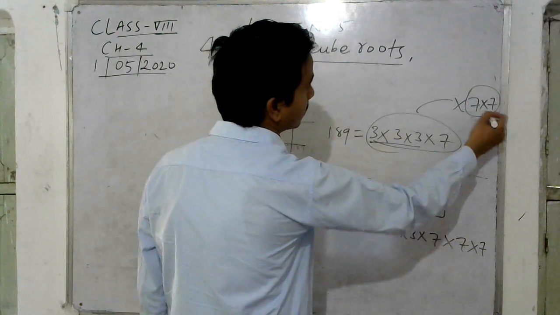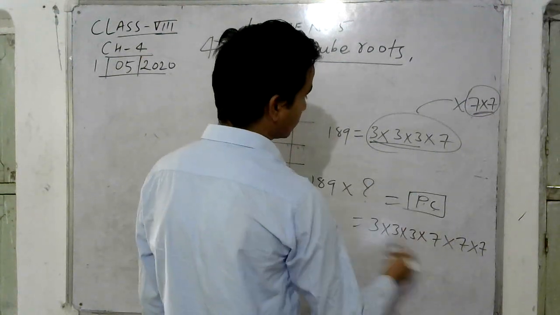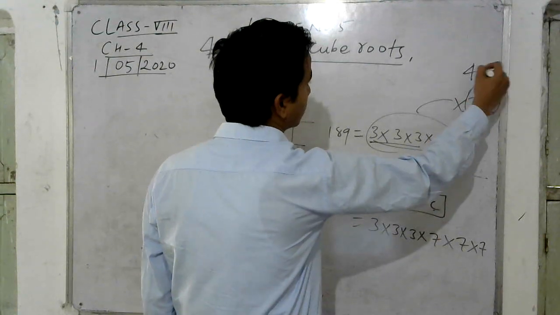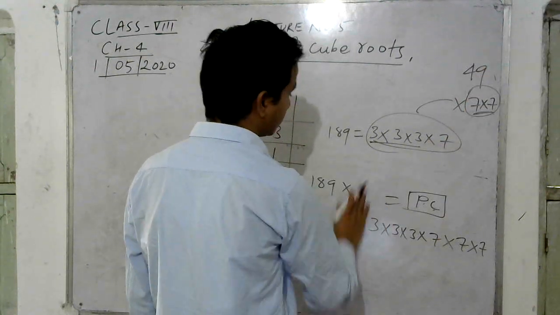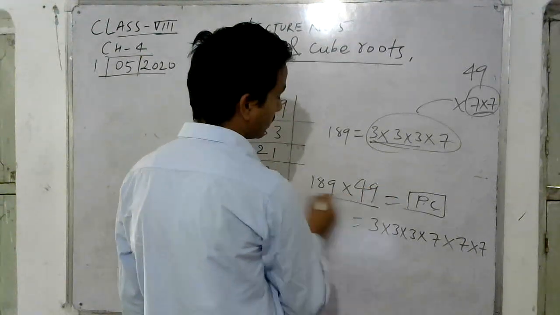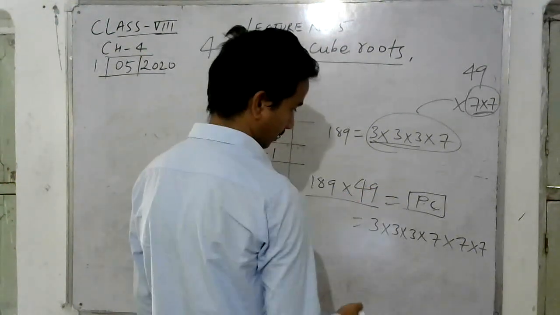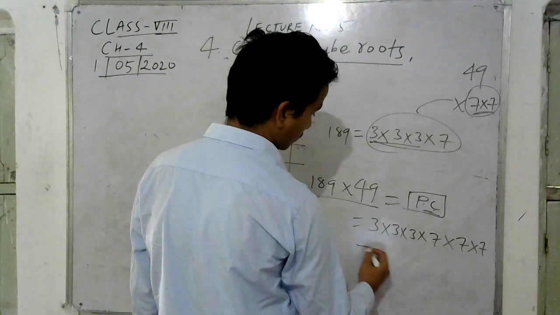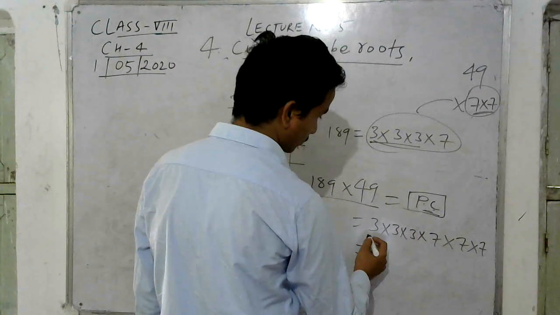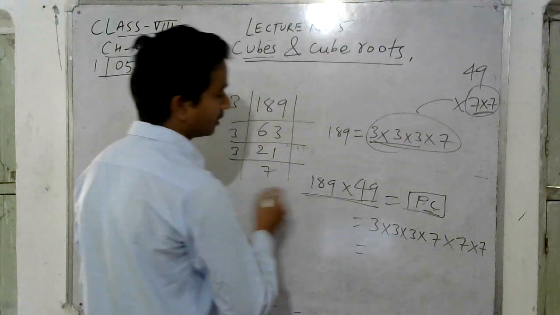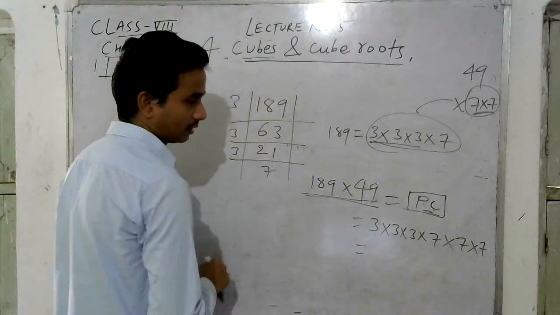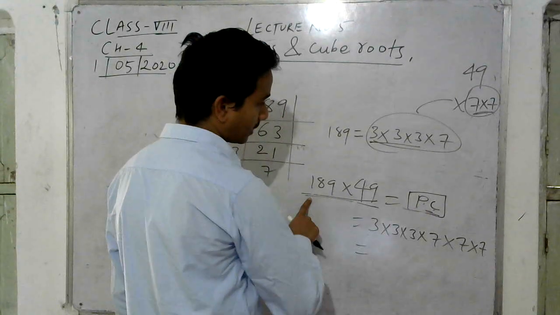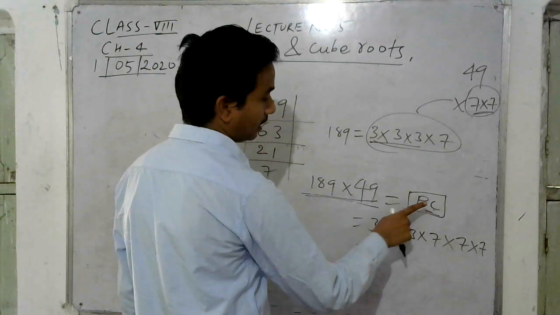It means 7 7s are 49. It should be the least number which should be multiplied. So 49 should be multiplied with this. Then only our new number will be a perfect cube. So what is that new number? In order to find the new number, you should multiply it together, 189 into 49, and you will get the new perfect cube number.